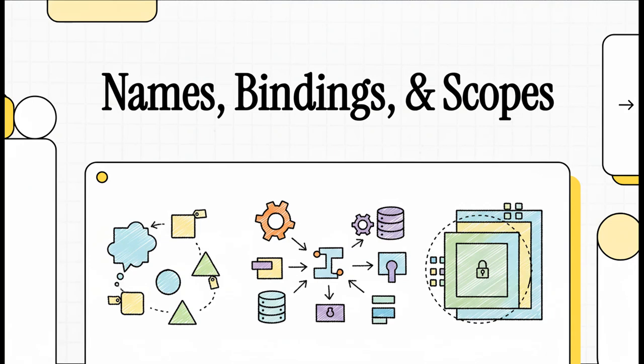Hey everyone, welcome. Today we're going to dig into something that I promise you will totally change how you look at your code. We're talking about names, bindings, and scopes. These are the concepts that really separate the pros from the beginners. If you're ready to write cleaner, smarter code, you've come to the right place.